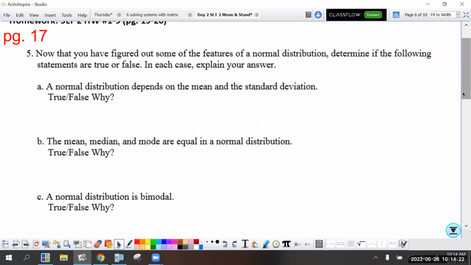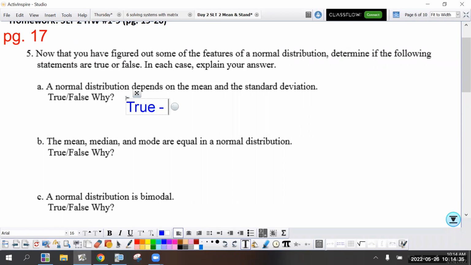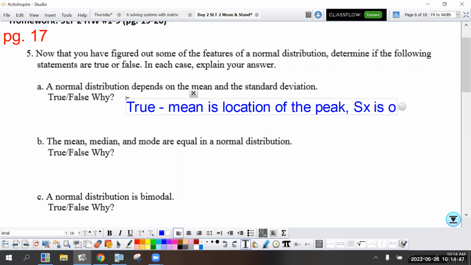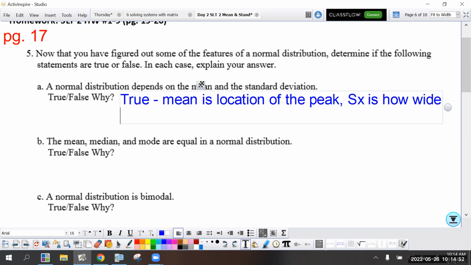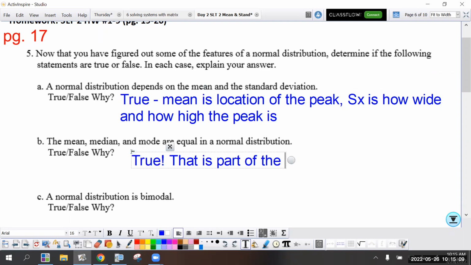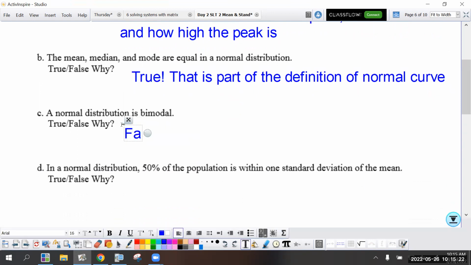Okay, so now we figured out some of the features, determine if the following are true or false, and in each case, explain. A normal distribution depends on the mean and the standard deviation. I'm going to say true. The mean is the location of the peak, and the standard deviation is how wide and how high the peak is. The mean, median, and mode are equal in a normal distribution. True. That is part of the definition we did yesterday. A normal distribution is bimodal. False. We did that on the warm-up.